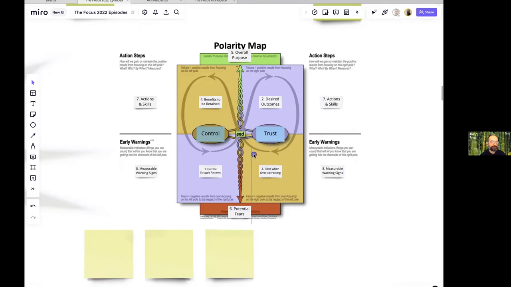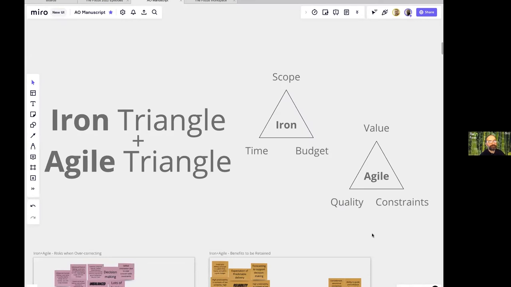Now, we are looking at the agile and iron triangle today. As a reminder, the iron triangle is traditionally from the world of project management, where you have to balance scope, time, and budget. Whereas the agile triangle looks at value, quality, and constraints, which is actually the iron triangle as described. So that's just at a high level, and we'll go into a little bit more depth about the iron and agile triangle.